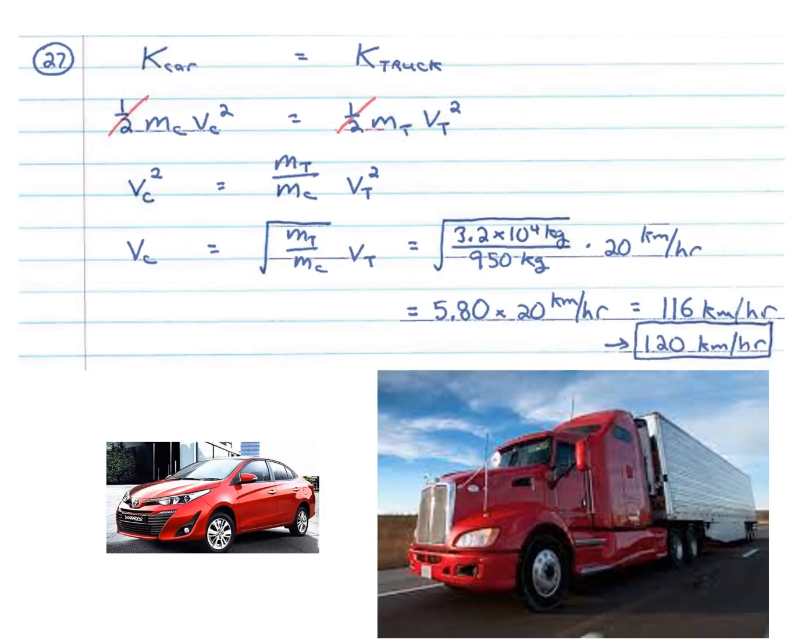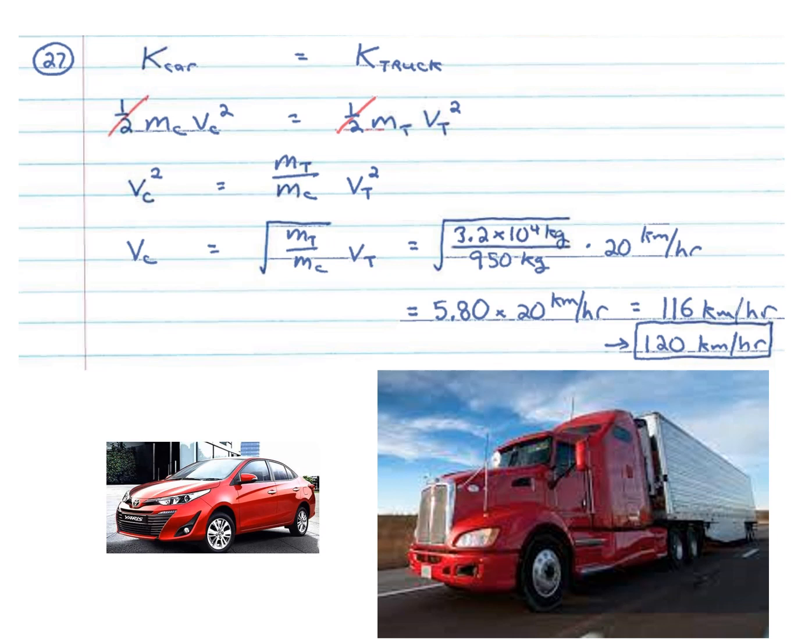Number 27, at what speed must a 950 kilogram subcompact car be moving to have the same kinetic energy as a 3.2 times 10 to the fourth kilogram truck going 20 kilometers per hour. Okay, so that would be the mass of a fully loaded big rig versus a little Toyota Yaris like you see in the pictures here.